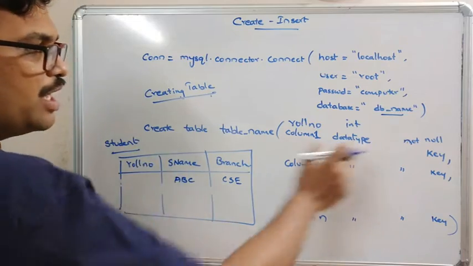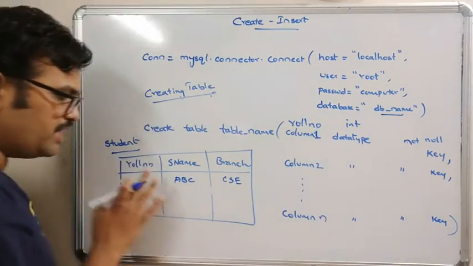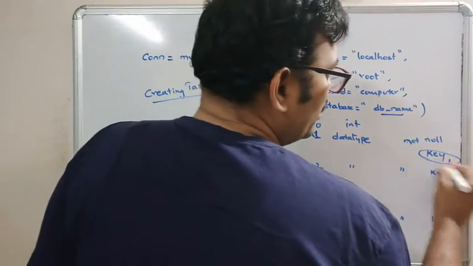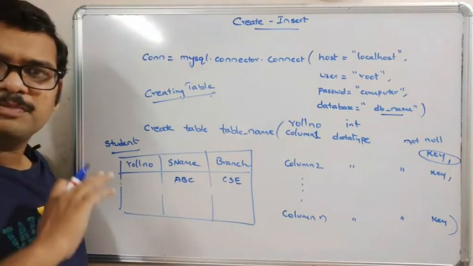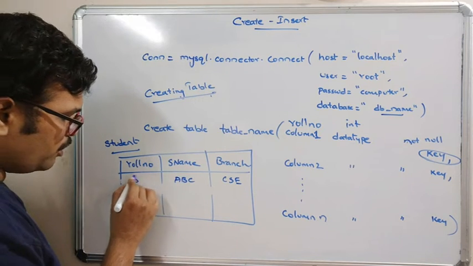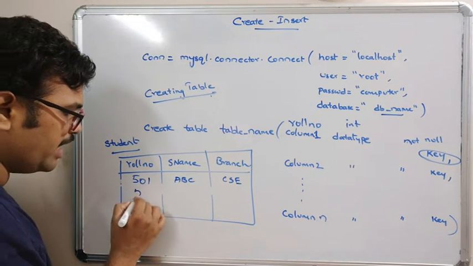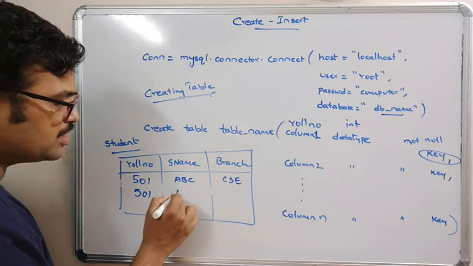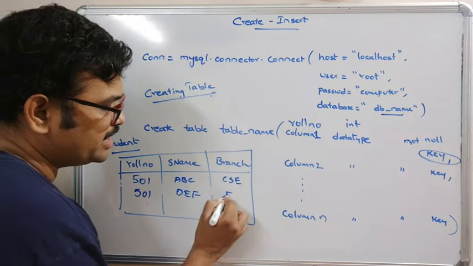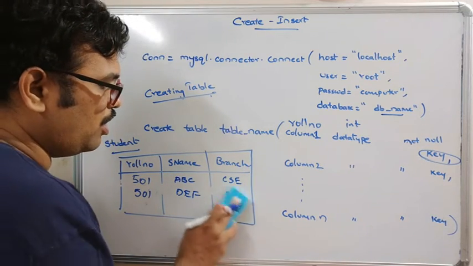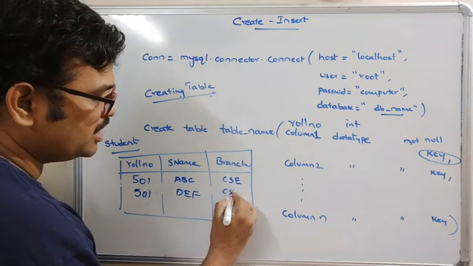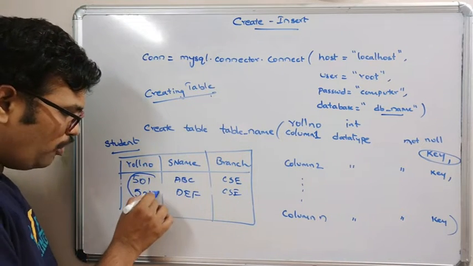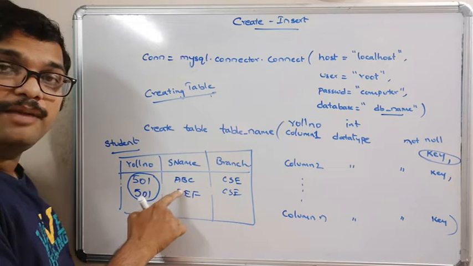Say I am giving NOT NULL to roll number; without the roll number the record will not be inserted here, right? And coming to the key, if you are not specifying any key, if you give 501 and ABC CSC, and again if you give the same number 501, some DEF and ECE or CSC, this is a second record. This will be inserted. So you can observe the same roll number has been given for two names.